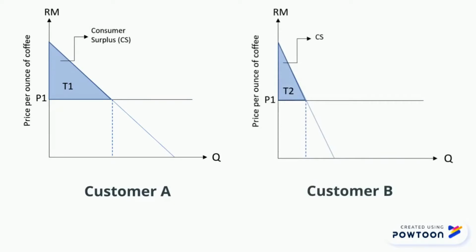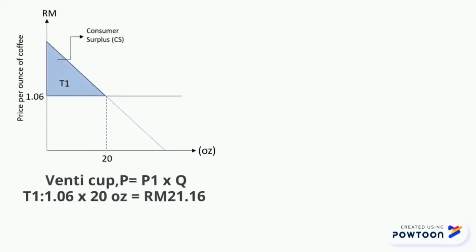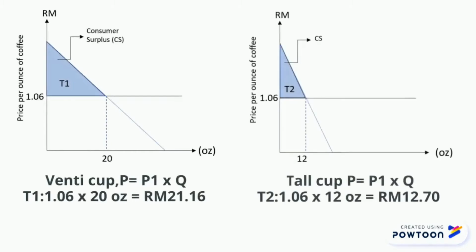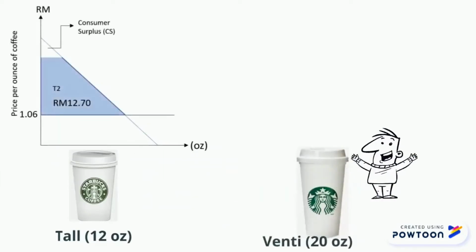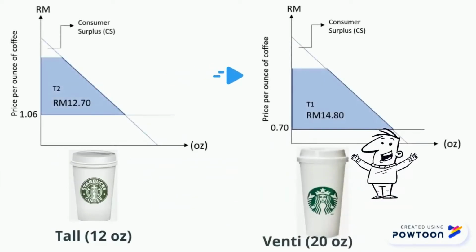To exploit the excess consumer surplus, Starbucks could charge 2 different fixed fees of T1 and T2 respectively. However, customer type A would end up purchasing package B designed for customer B, since their consumer surplus would overspill the T2 area and still have some sort of utility. To make sure customer A buys a venti cup, Starbucks could lower the price per ounce of coffee to 70 cents and charge a higher price of $14.80.